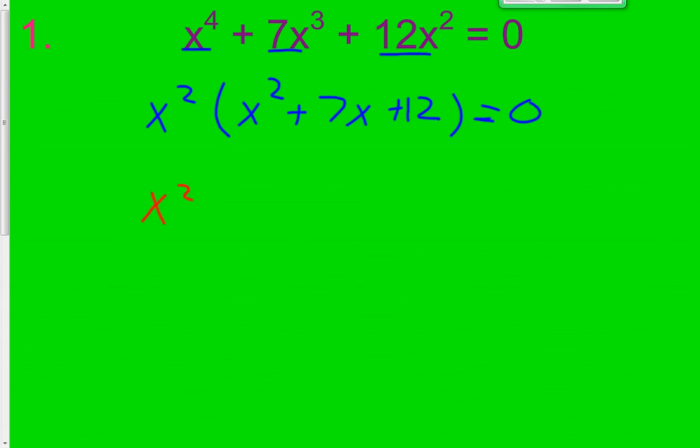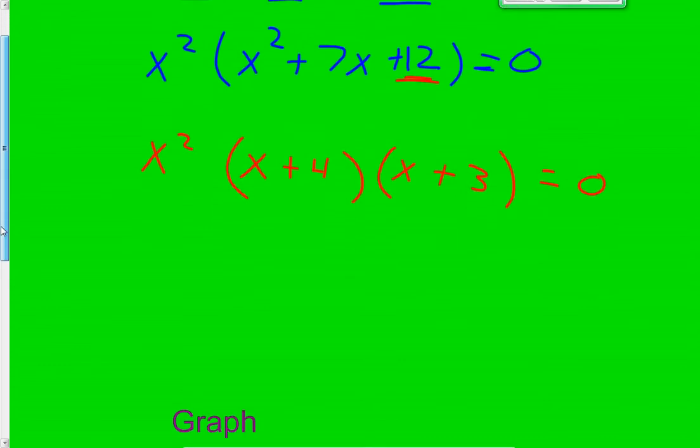So I still have my x squared out here, but now my trinomial I'm going to form into two different binomials. And that's going to be x times x gives x squared, and then a positive 4 times a positive 3 gives me my 12, and then when I take 3x plus 4x, I get my 7x in the middle. So I have successfully factored it. But we don't stop here, we're solving, okay? So we want to get x all by itself.